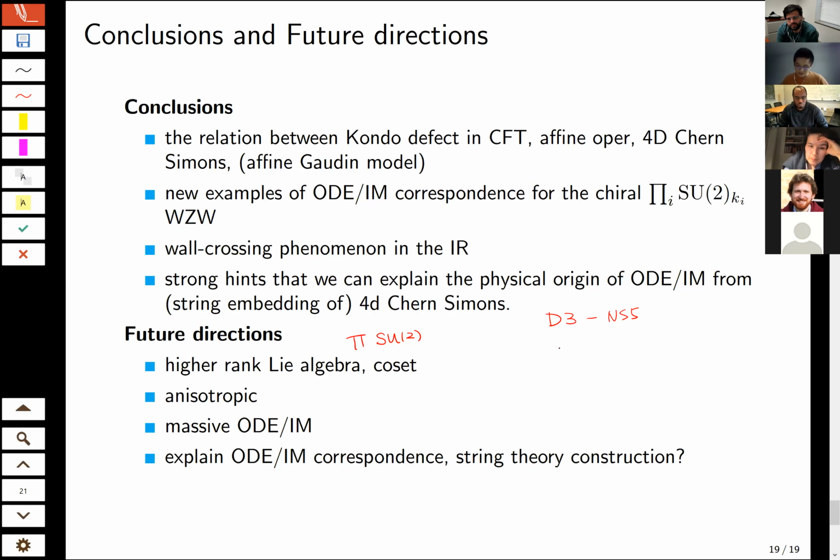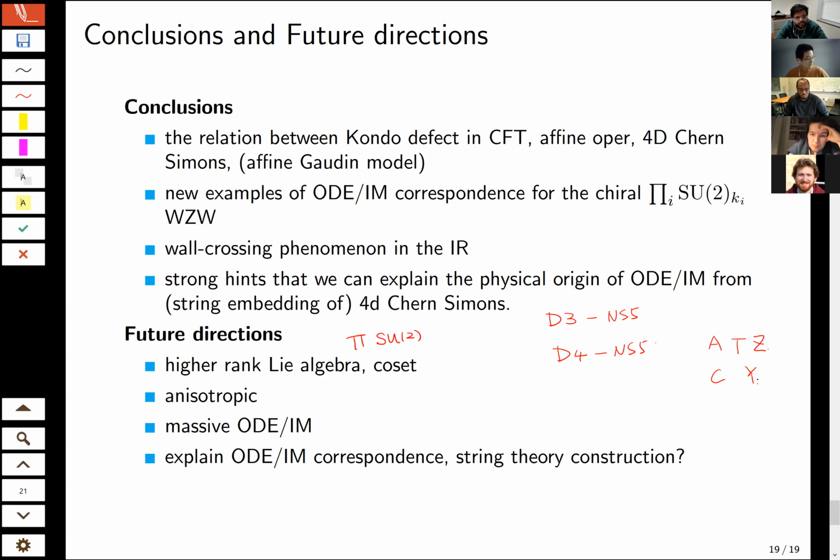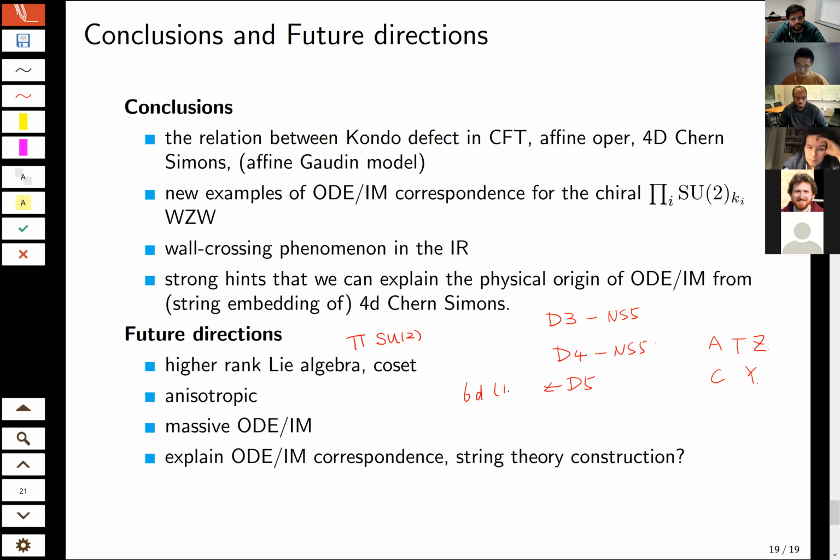And the idea is to try to do the D4 NS5-brane system. And on the boundary, with some twist, you will find the 4D Chern-Simons. This has already been started by a group, and some other people, I don't remember. There's also a construction started by Costello and Yagi that uses the D5 brane system. This will give you the 6D (1,1) theory.